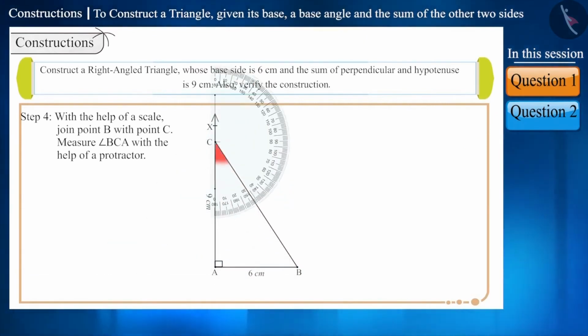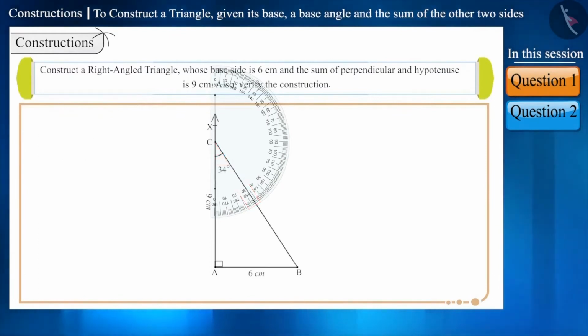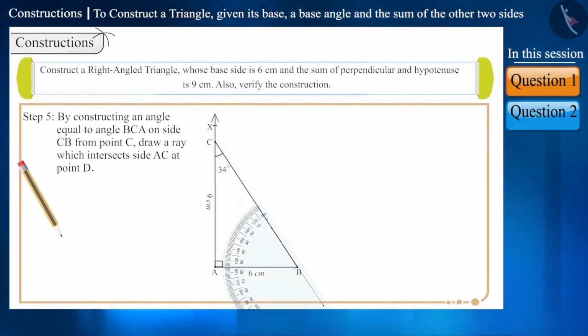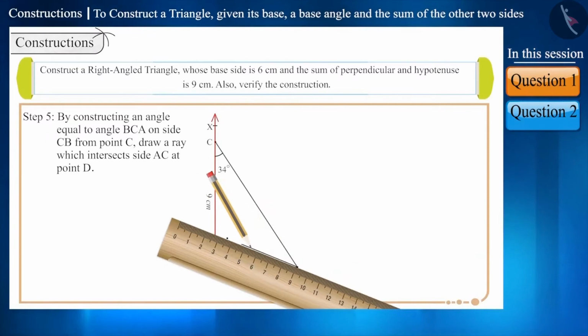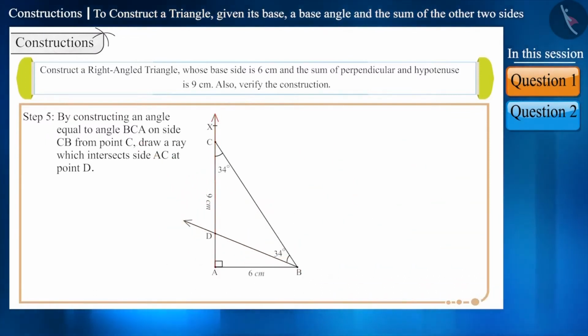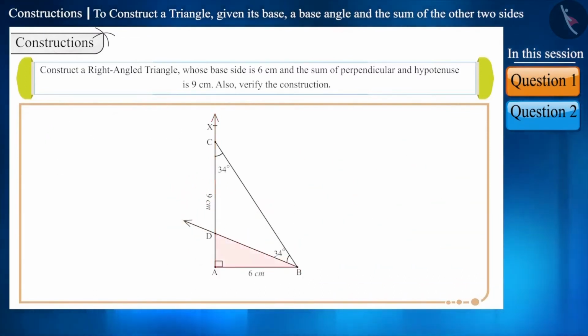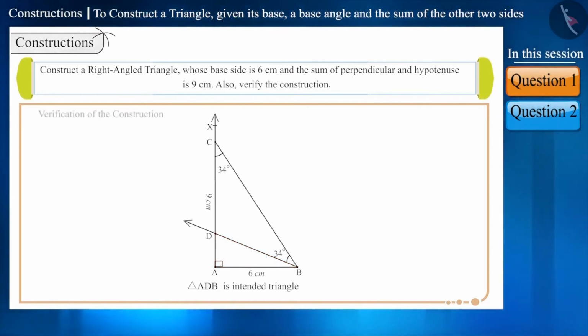Now, with the help of a protractor, let's take the measurement of angle BCA. On measuring, angle BCA comes to be 34 degrees. Now, on side BC from point B, by constructing an angle equal to 34 degrees, draw a line which intersects side AC at point D. In the figure, triangle ADB is that right triangle which we need to construct. Now, we will verify this construction.